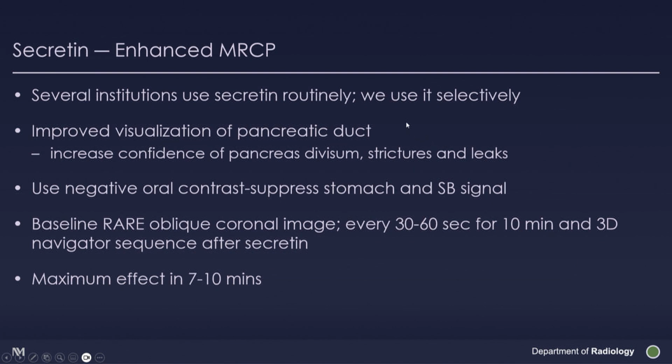Secretin, as I mentioned, some places used to do it. I don't know if they still do routinely. It's a bit expensive and more time-consuming. We use it selectively. We do it to look at the pancreatic duct a little bit better, but especially to look for leaks or pancreatic function. As I alluded to, we use negative contrast in the stomach to get rid of the fluid. And then we image them with that RARE sequence every 30 to 60 seconds for a total of 10 minutes, and then we get a 3D sequence afterwards. Usually you see the maximum effects early, at 7 to 10 minutes.